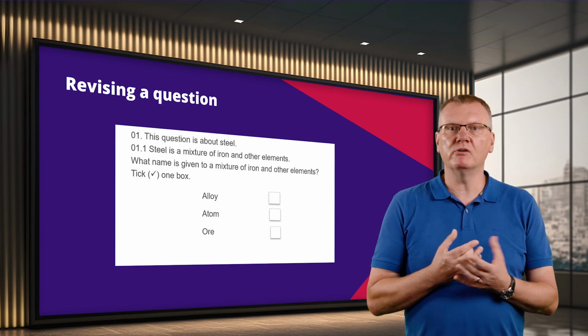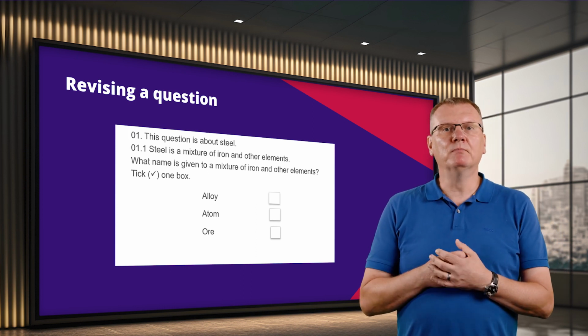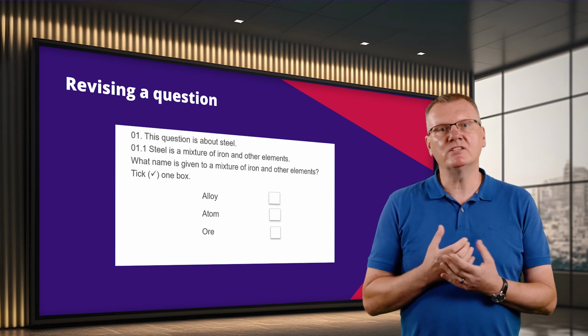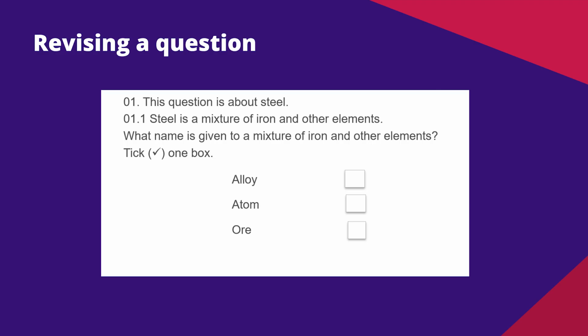We do not write draw a ring around the correct answer questions anymore. This would most likely be a multiple choice question, as sentence completion questions should have the words at the end of a sentence. A further stem, steel is a mixture of iron and other elements, is added. Elements would have to be used because carbon is not a metal, so it couldn't be iron and other metals. Multiple choice questions need to be direct questions, so what name is given to a mixture of iron and other elements? The options are usually given in alphabetical order.